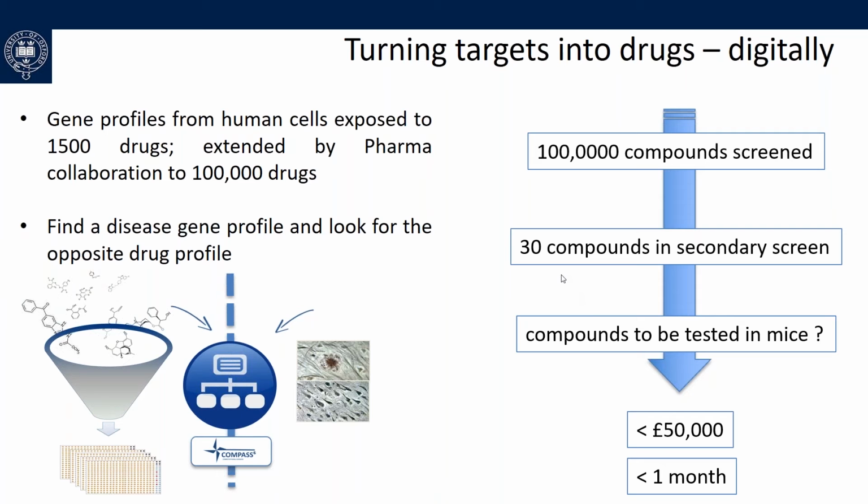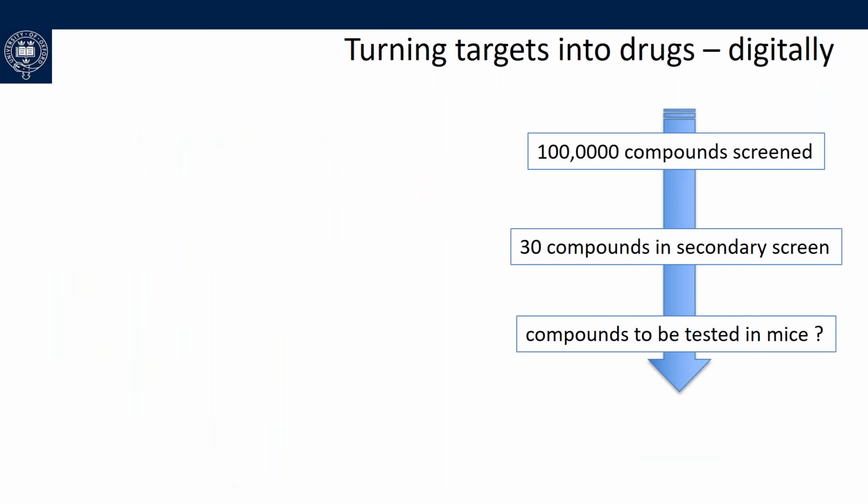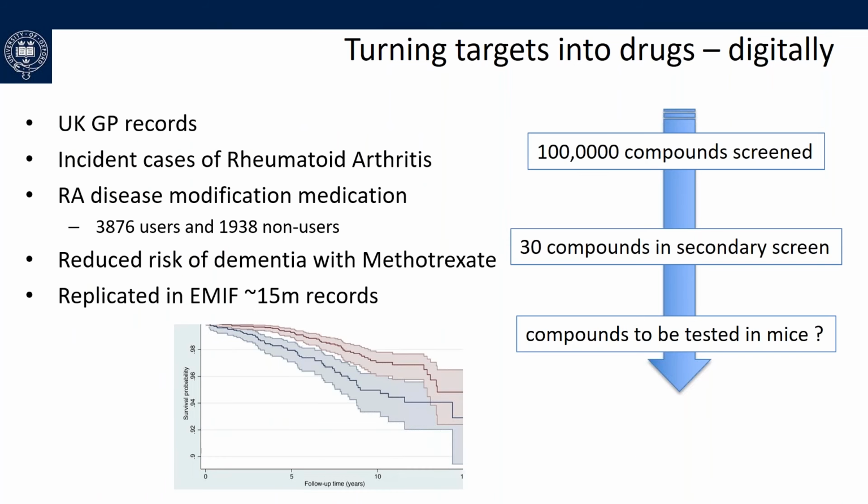But is it any good? Next slide. Remarkably, when we looked at the drugs from the connectivity map experiment, some of the results were the same as the experiment that we did laboriously and cost us £500,000 and 4 years.